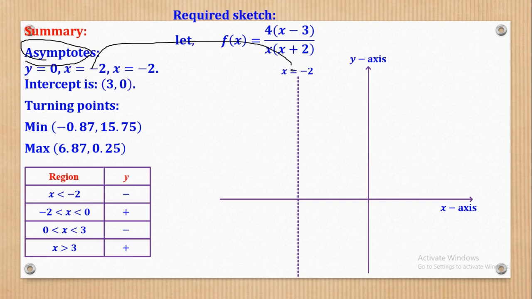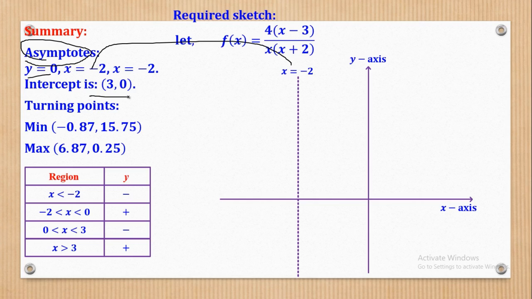Remember, this is sketching, therefore you are not accurate, so you are not to scale. x is equal to negative 2, and then another one is y equal to 0, but y equal to 0 is already the x-axis, that's why I'm not showing it there.